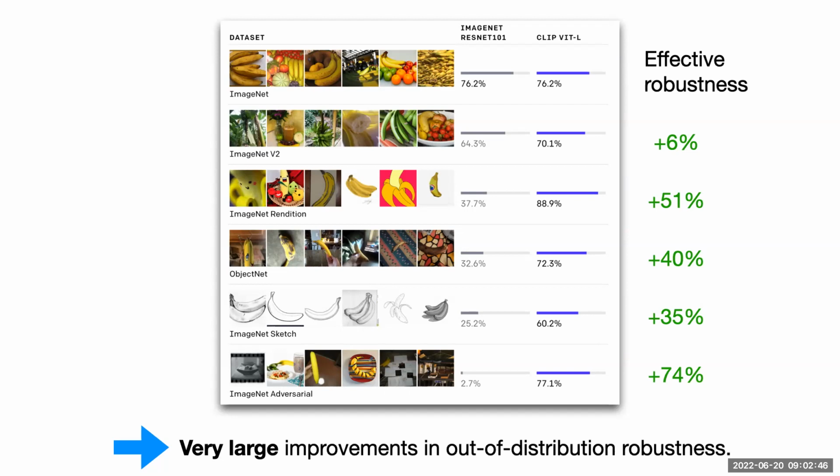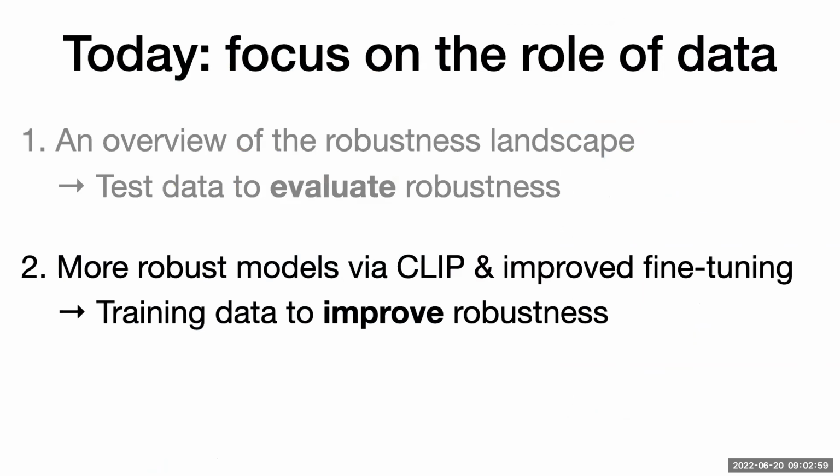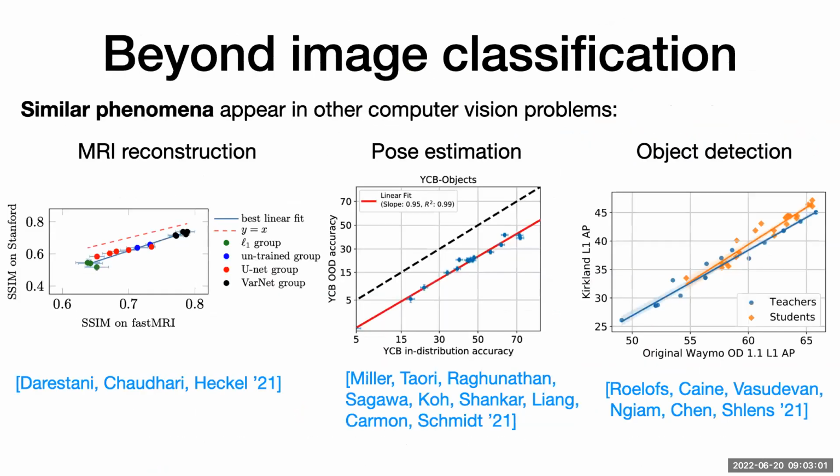Also, just as an apology, my background is more in NeurIPS and ICML machine learning, and this is why I always start with classification. I think it's a really interesting question to what extent other tasks show similar phenomena. I would love to see more work on this. I can tell you a little bit about this, though I only briefly mentioned it. These are some evaluations where people have made similar scatter plots with an out of distribution test set for MRI reconstruction, pose estimation, and object detection.